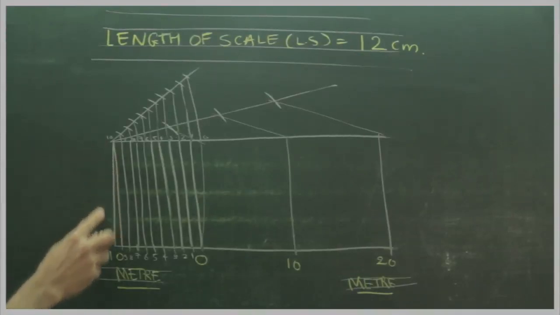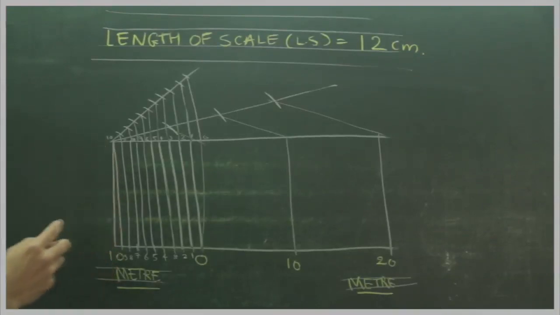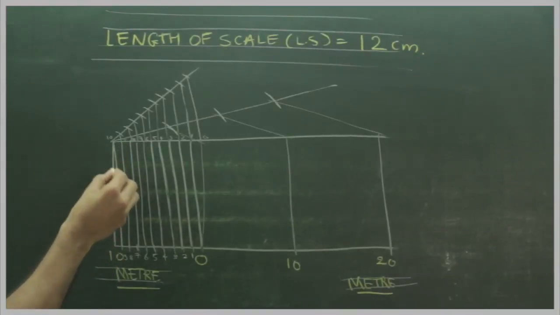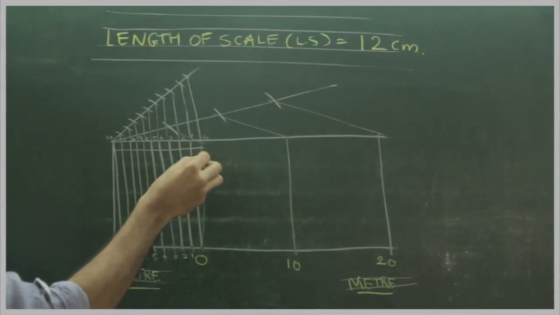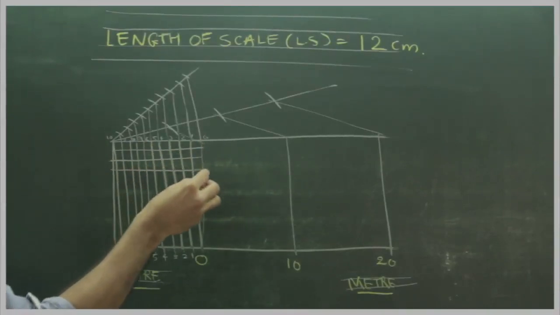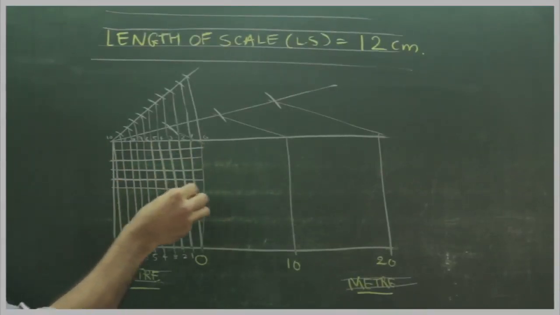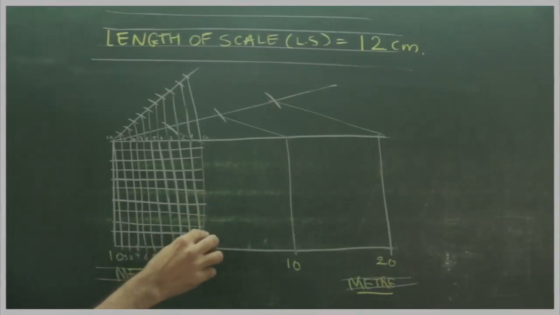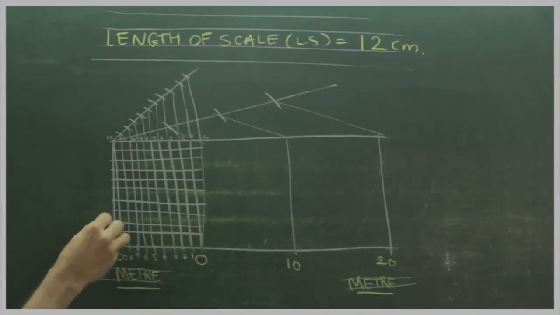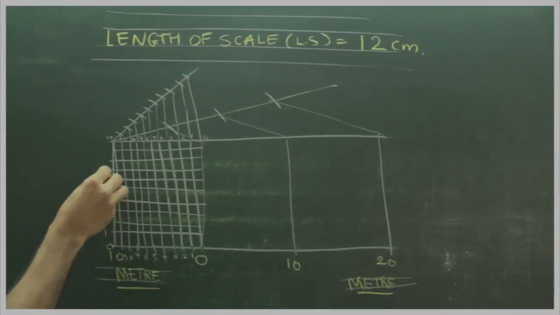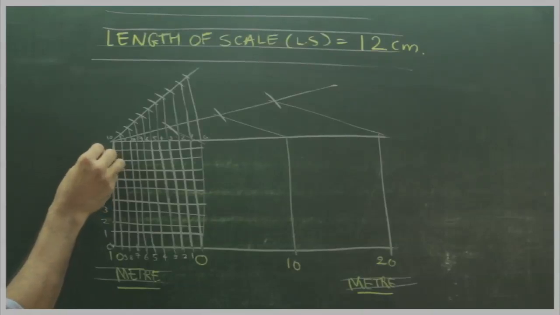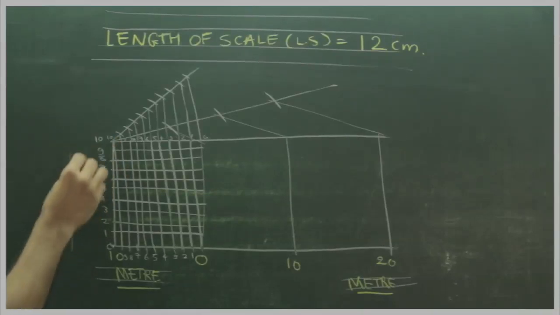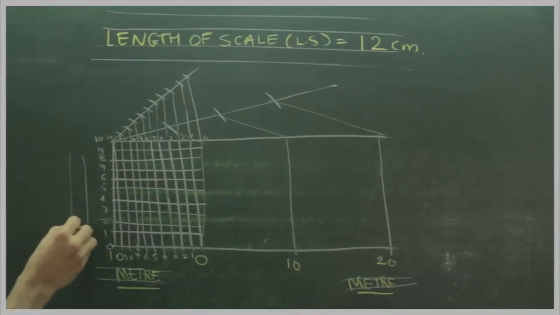So we can do this directly. We'll mark 5 mm each. So 1, 2, 3, 4, 5, 6, 7, 8, 9, 10. Right? See this. So we got this decimeter.